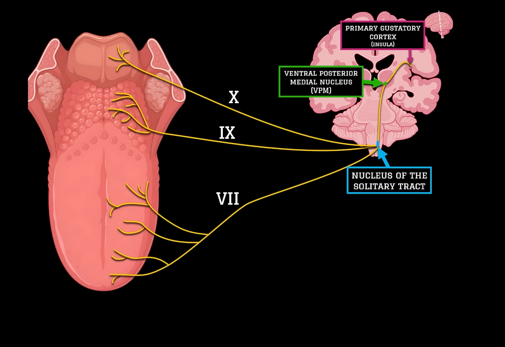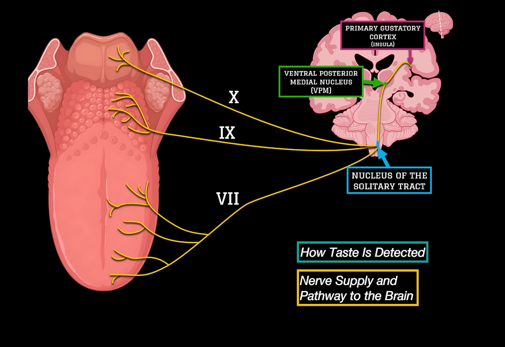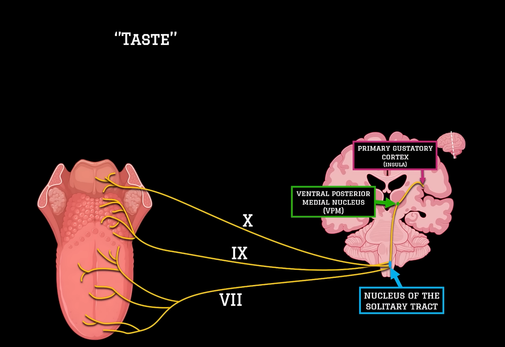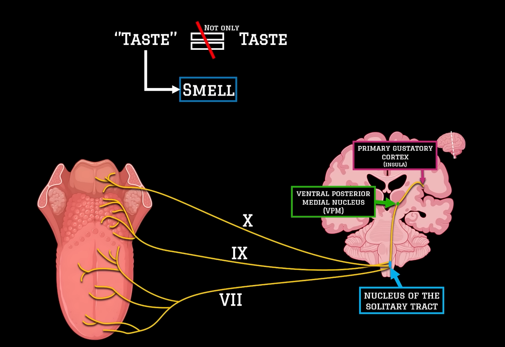Alright, so now we've seen how taste buds detect chemicals, how the nerves carry that information, and how the brain processes it. But here's the part that surprises most people. What we commonly call taste is mostly not taste at all. A huge portion of what you experience as flavor actually comes from smell.